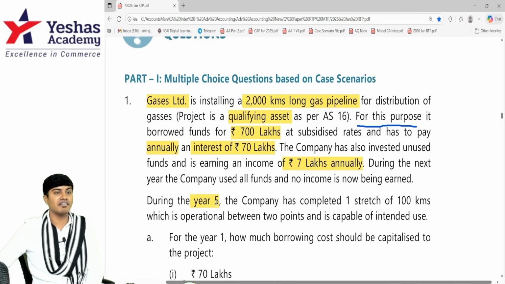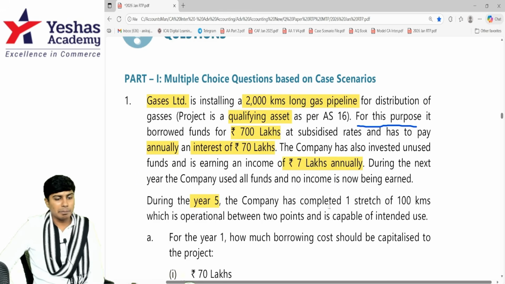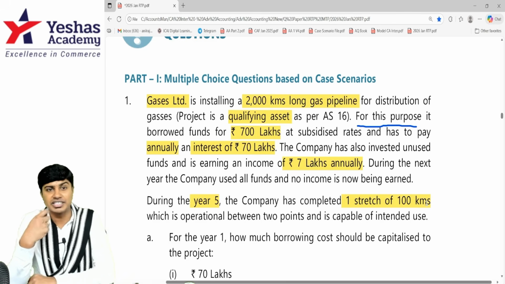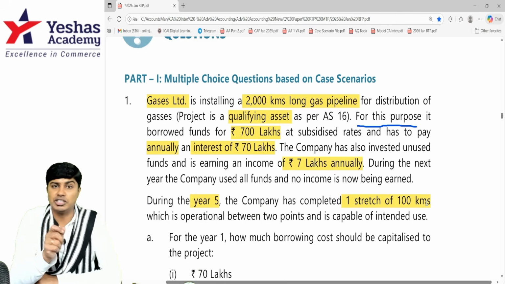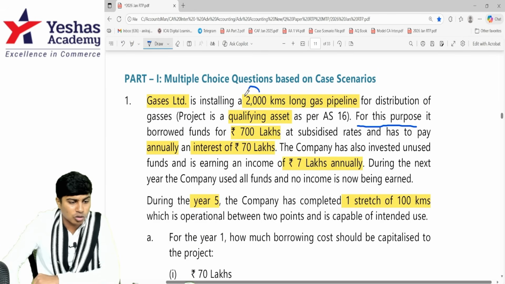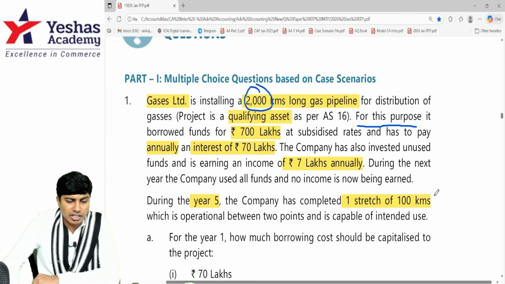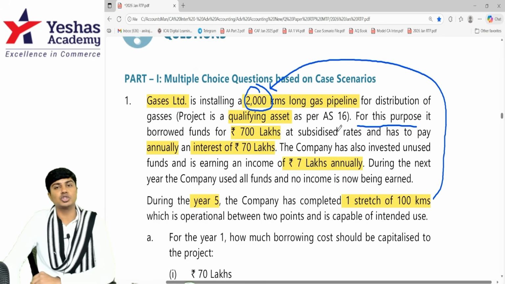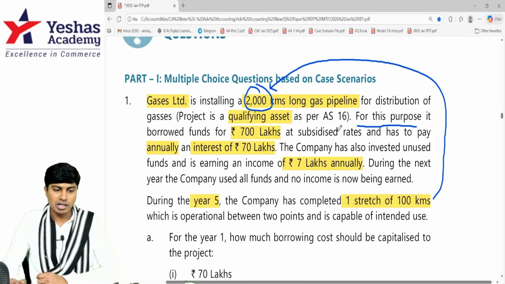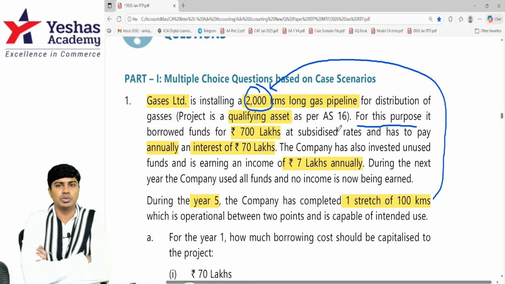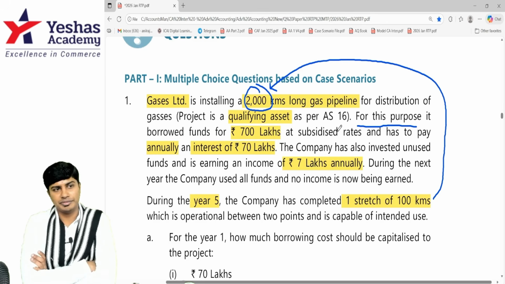But something's happening in year 5. What's happening in year 5? The company has completed one stretch which is 100 kilometers. We've discussed similar kinds of examples where the part of the asset, when it gets ready, proportionately the capitalization has to stop. So here, because 100 kilometers of the construction is ready out of 2000 kilometers, the extent to which interest is paid on this 100 kilometers should be charged to revenue, that is P&L. Please take your calculator and do 100 divided by 2000. What do we get when we do 100 by 2000? Into 100.